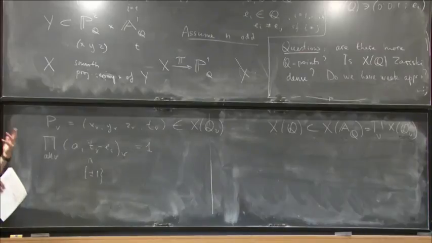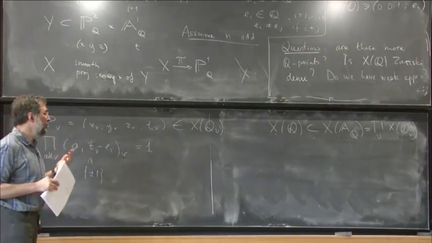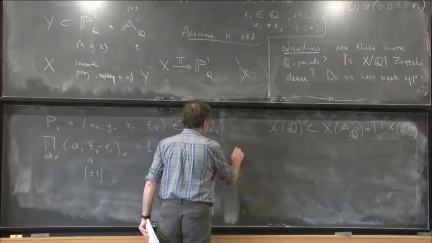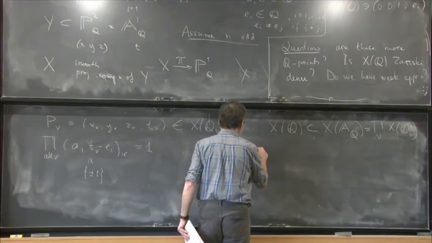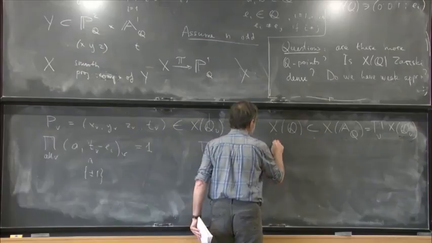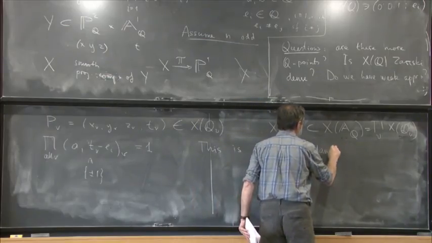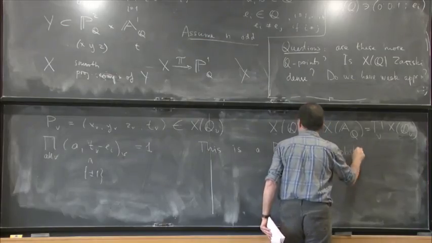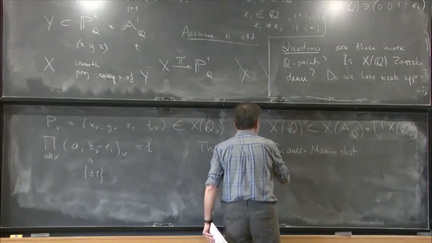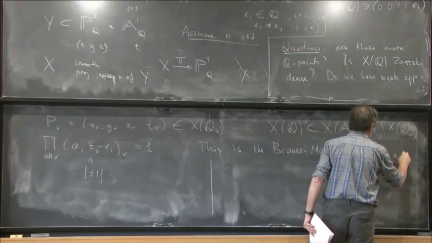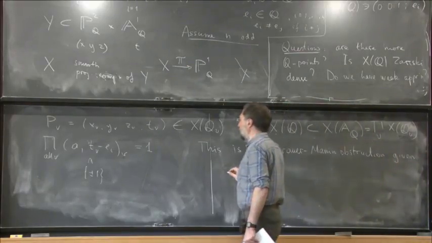In fact, this is a particular case of the Brauer-Manin obstruction. Right, so this is an example of a Brauer-Manin obstruction. Or should I say the Brauer-Manin obstruction? Given by this Brauer class.